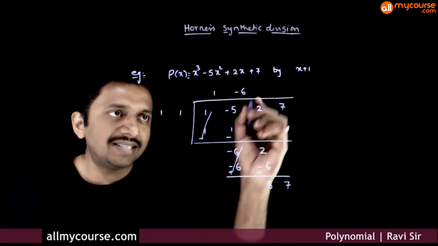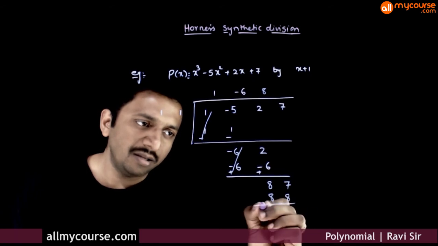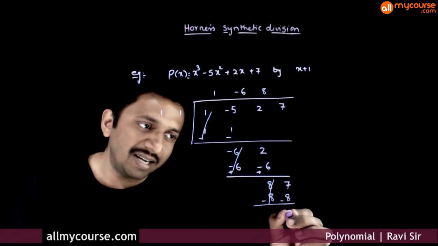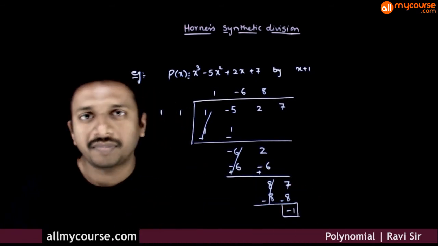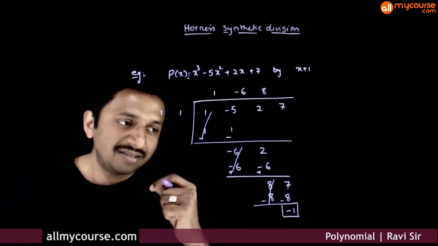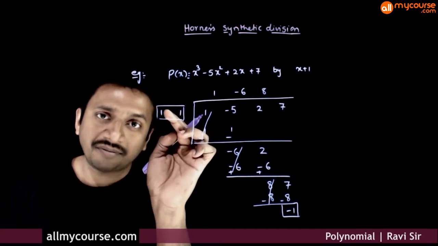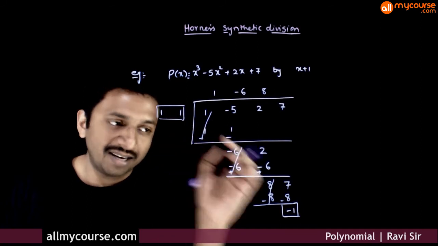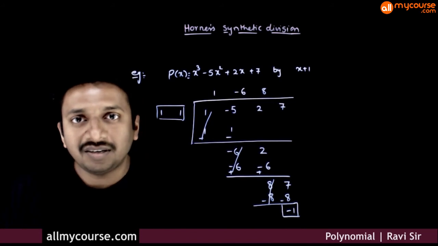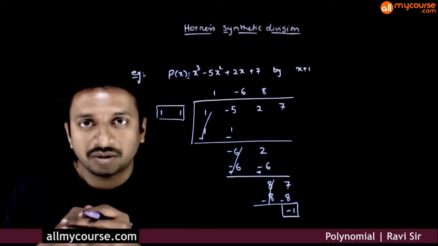Again 1 8s are 8 and 1 8s are 8 again. You subtract one from the other. So 8 and minus 8 gets cancelled. 7 minus 8 is minus 1. So the whole division process is complete. And you can see that the division process is complete when the number of numbers you have in the remainder becomes less than the number of numbers in the divisor. So the divisor has 2 coefficients. The remainder should have at most 1 coefficient.